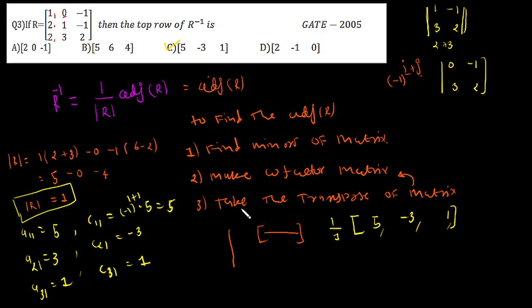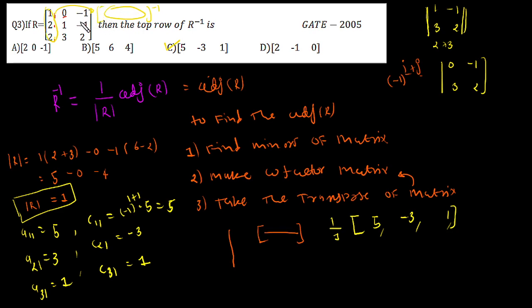In this way you can easily find any element which is required for your inverse matrix. You do not need to find the whole inverse, because they are asking only about the top row. So just find the cofactors of this column, and if we are finding the adjoint, we have to take the transpose, and then this whole column will convert into the first row of the inverse matrix.